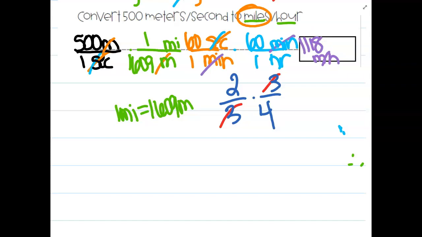And this is kind of an easy section to double check and make sure this makes sense. If I were going 500 meters, and we may not be super familiar with meters, about a foot, okay? If I'm going 500 meters in a second, that's pretty fast, right? So 1,118 miles per hour, yeah, that'd probably be pretty fast. Questions on any of that?